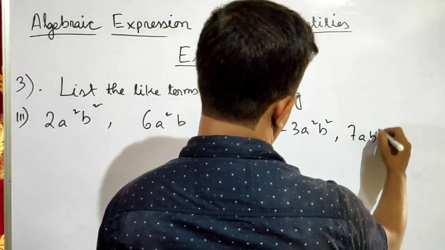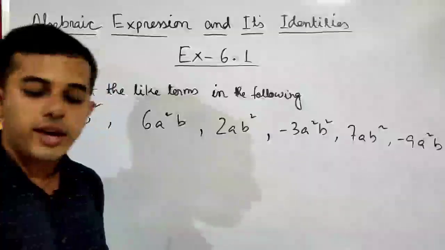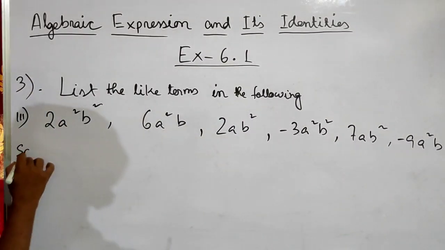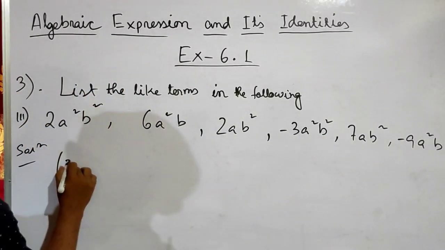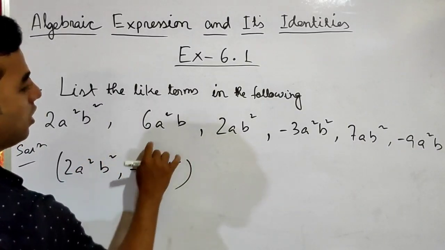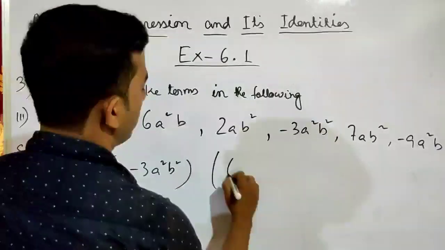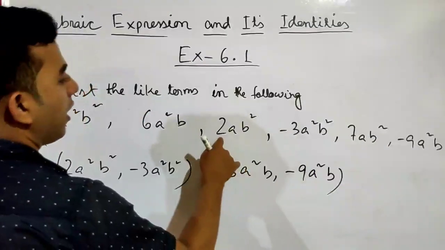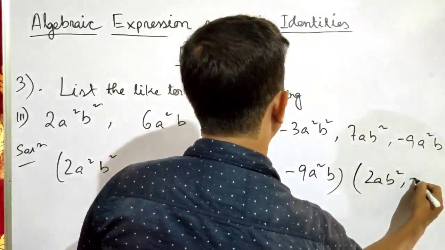7ab², −9a²b. Okay, so here we have to find out the like terms. So number one, solution: a²b². So we're writing 2a²b², −3a²b², a²b, another one, a²b. So 6a²b, −9a²b, ab², another one, 2ab² and 7ab².